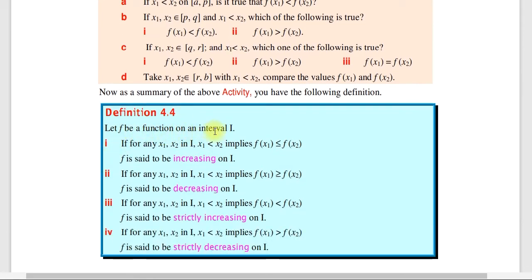Definition: let f be a function on the interval I. If for any x1, x2 in I, x1 less than x2 implies that f of x1 is less than or equal to f of x2, then f is said to be increasing on I. Here x1 and x2 are numbers in the interval, x1 is less than x2, so if f of x1 is less than or equal to f of x2, then f is increasing.